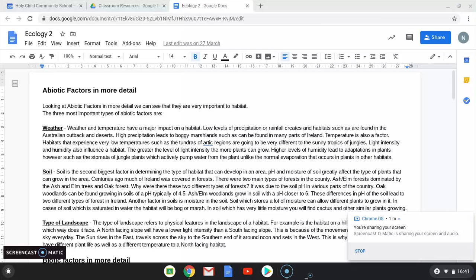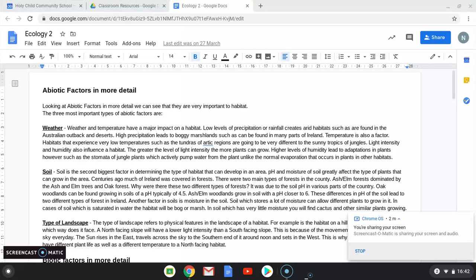Light intensity and humidity will also influence a habitat. So the greater the level of sunlight or light intensity, the more plants will grow. This is why if you looked at a map of the world, all the jungles of the world grow in and around the equator because that's the part of the world that gets the most sunlight. You're not going to see jungles very far north or very far south because those areas of the planet get less sunlight.